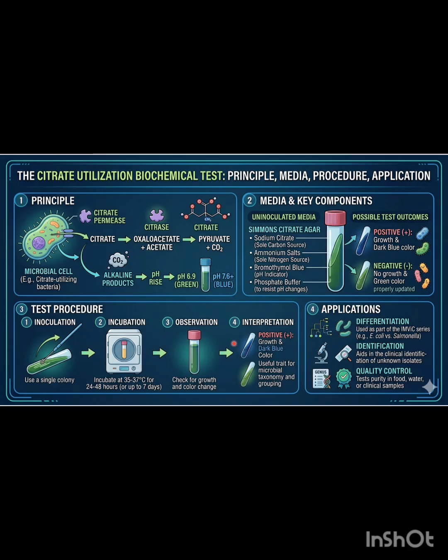Positive examples include Enterobacter and Salmonella. If it is green, it means there is no utilization of citrate and no alkaline products have been formed. This is the result interpretation. Again, there are applications such as differentiation, identification and quality control and all.